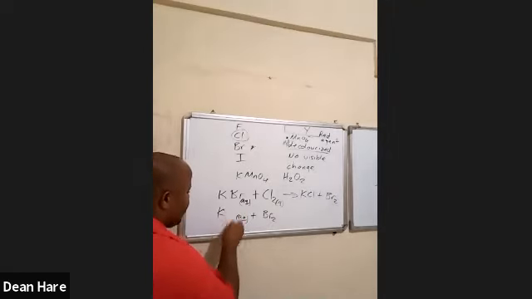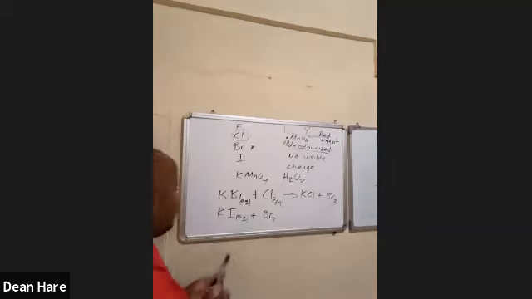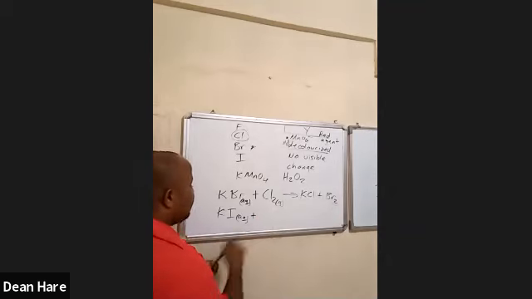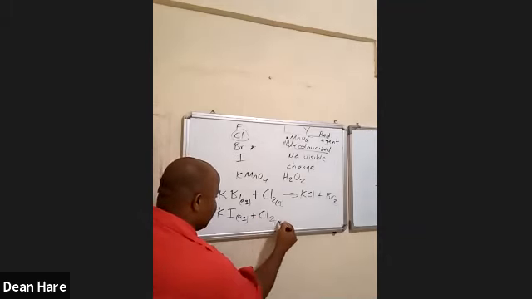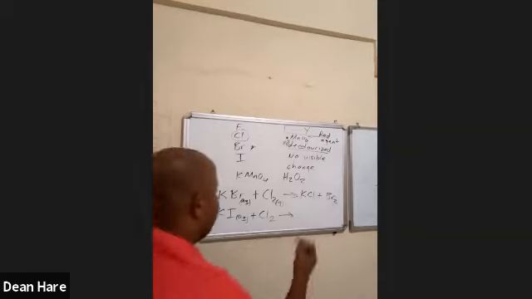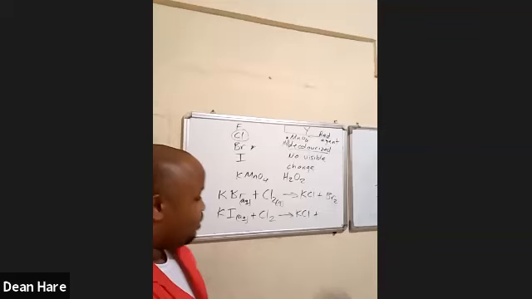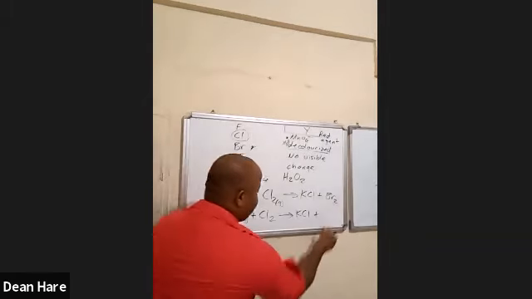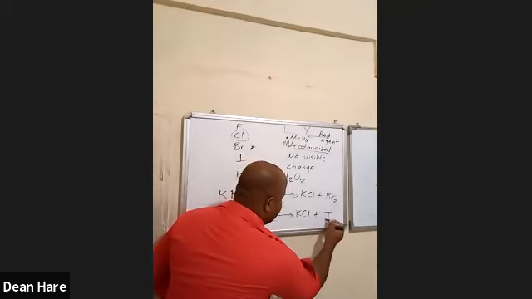If you have KI and you react it with, well, Br2 could have stayed, but let's say Cl2, what would be your observation? Potassium chloride and iodine. Yes, KCl and a red-brown color. That is correct, because when the chlorine displaces iodine, you would get I2.